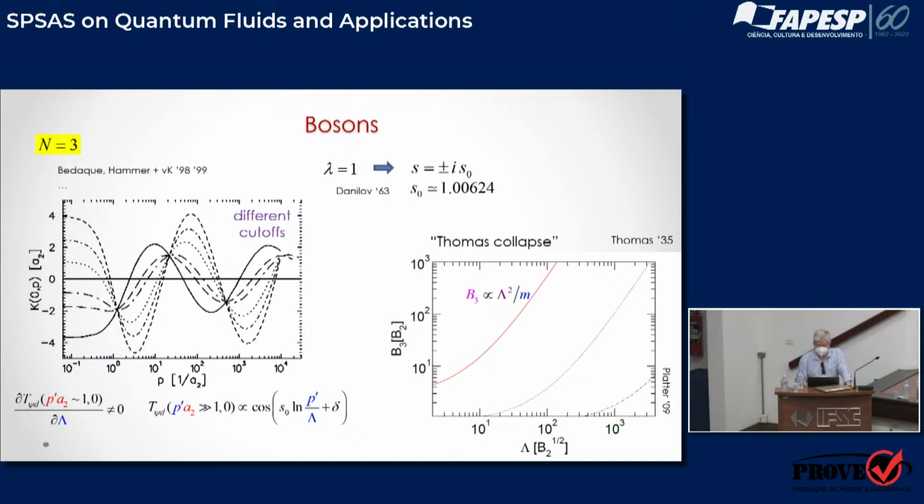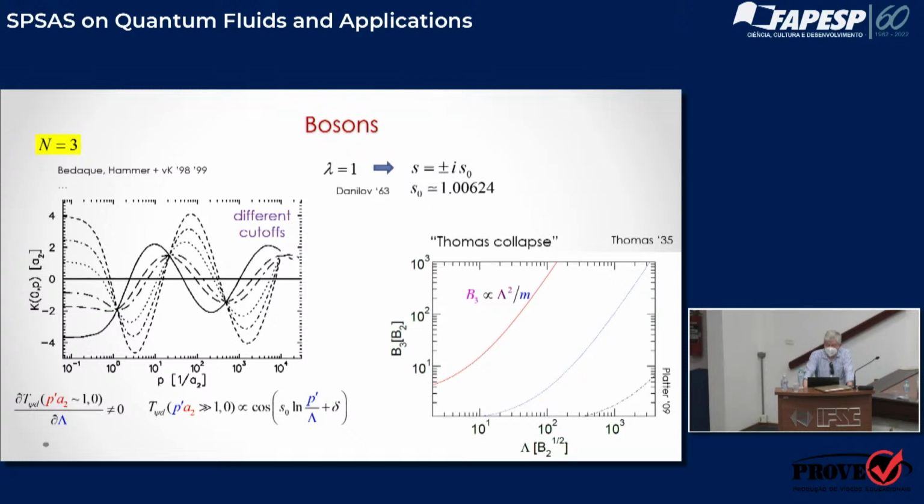Now, this could be inferred from a much earlier result by Thomas, sometimes referred to as the Thomas collapse, that if you look at the bound state, then you are going to find that the binding energy grows with the cutoff squared. That's true for the ground state, and then excited states appear at larger lambda. So nothing is independent of the cutoff and of the regulator without the three-body force.